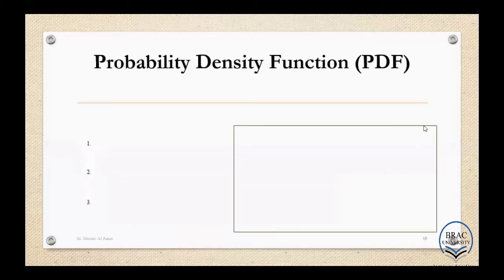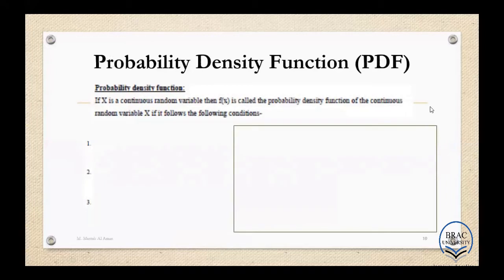Then next one is probability density function. So what is probability density function? When x is a continuous random variable, then f of x is called the probability density function of the continuous random variable x if it follows the following three conditions. Number one is all the values of the probability must be greater than or equal to 0.